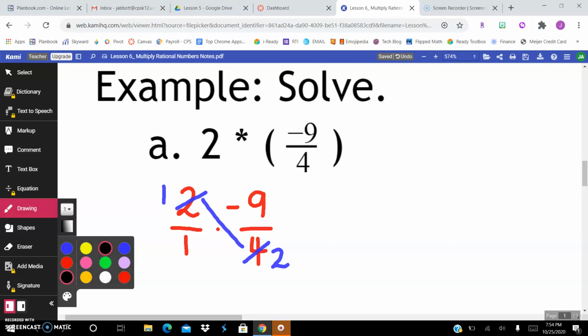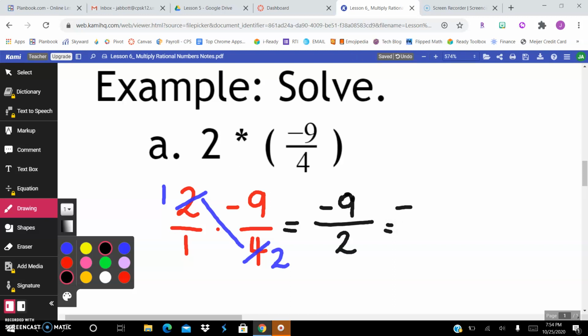to leave those alone. So now on the top, I have 1 times negative 9, which is going to give us negative 9. And at the bottom, I have 1 times 2, which is going to give us 2. So we're going to keep that negative sign. This is an improper fraction because 9 is larger than 2.